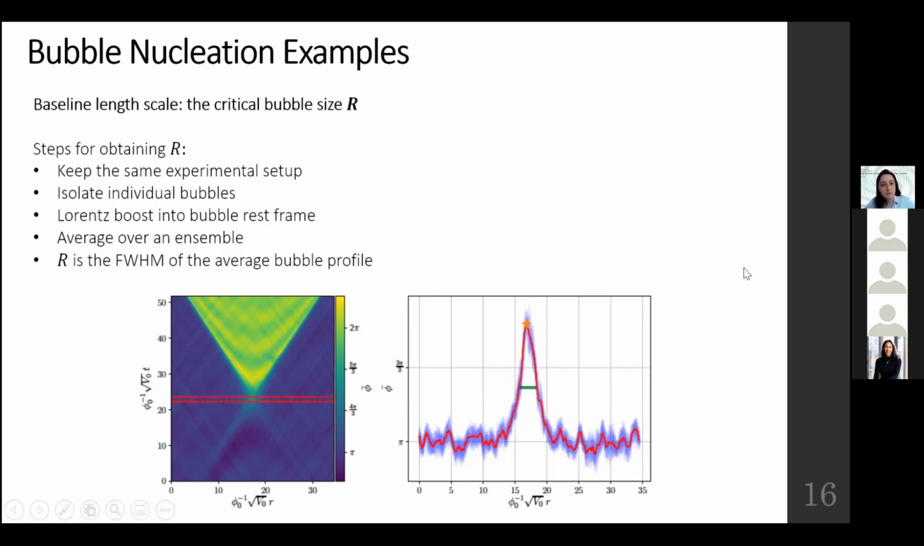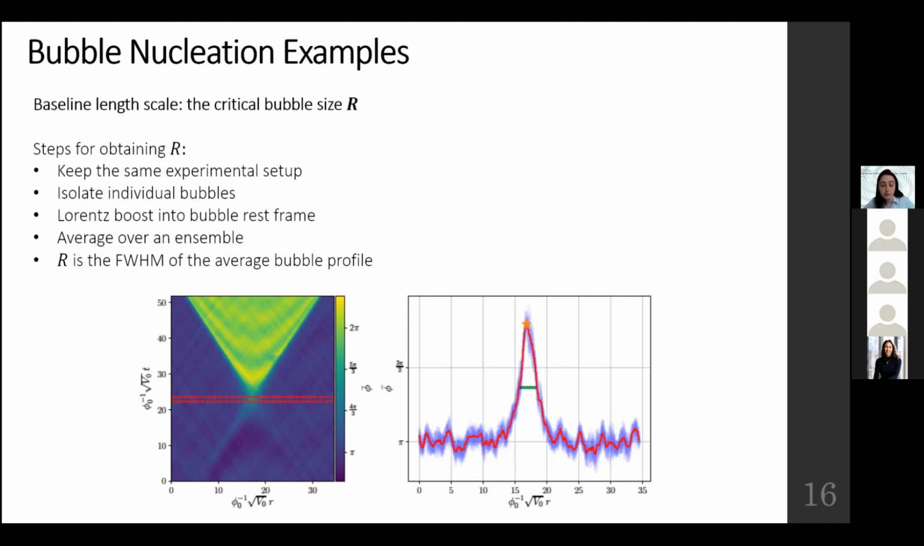We keep the same setup, the same parameters for our potential. We single out individual bubbles on the lattice. And then we noticed in the previous slide that these bubbles are traveling across the lattice. They're not stationary. So in order to compare apples with apples, we're going to have to Lorentz boost them back into their center of mass frame. So we found a method to do this.